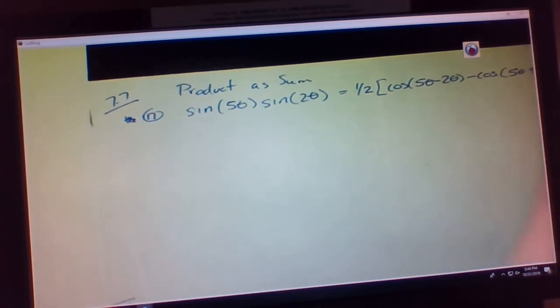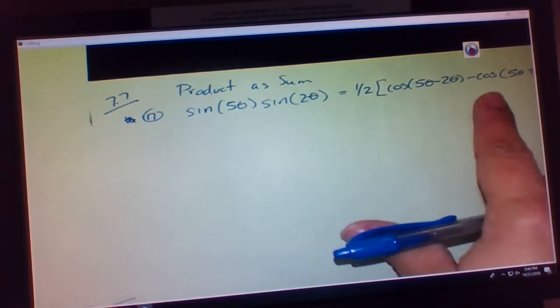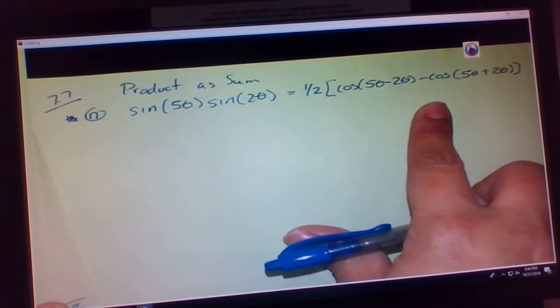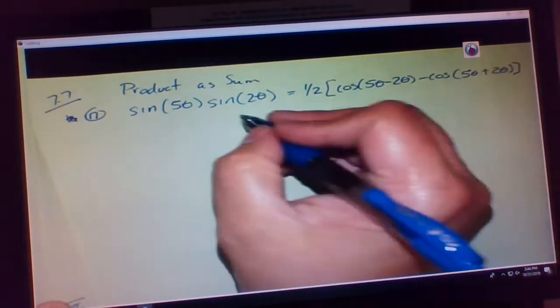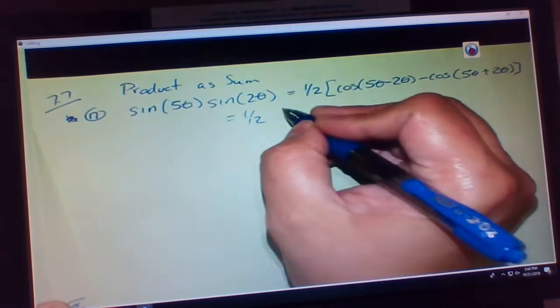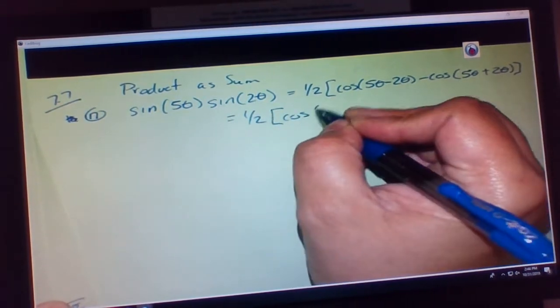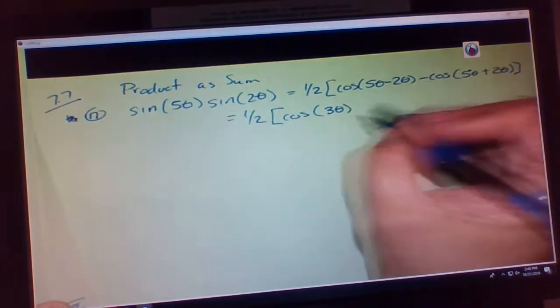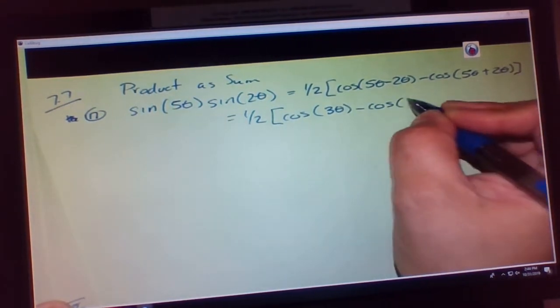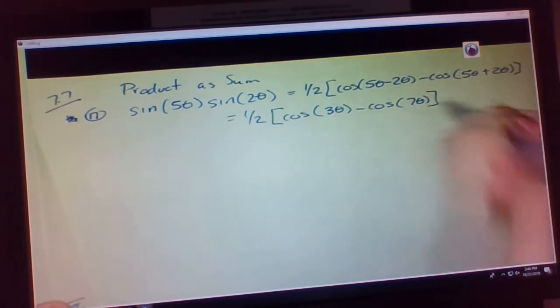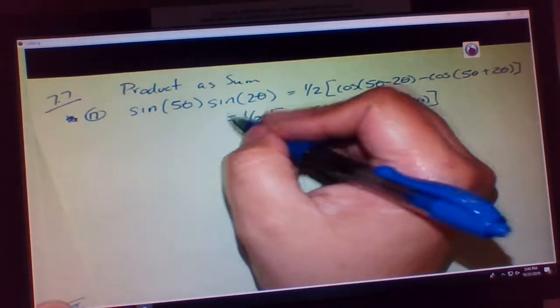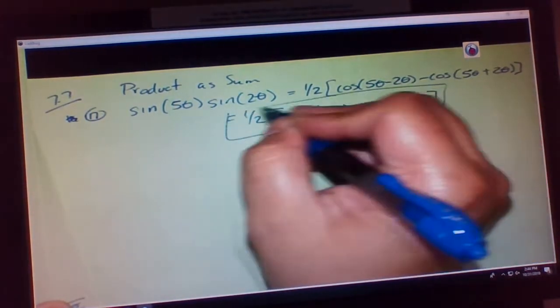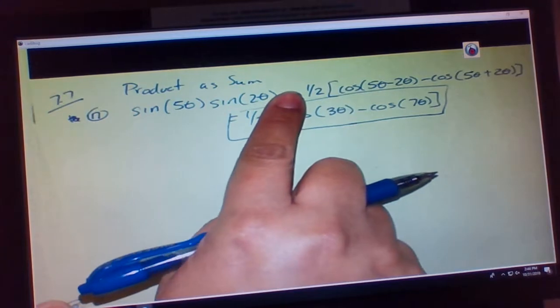These are probably the easiest problems that you're going to have. As long as you have the formula, you should be okay, because all you do here is just combine. This becomes cosine of, what's 5 minus 2? 3. And this becomes minus cosine of 7. And that's it. That's all you do here. You're rewriting from product to sum.